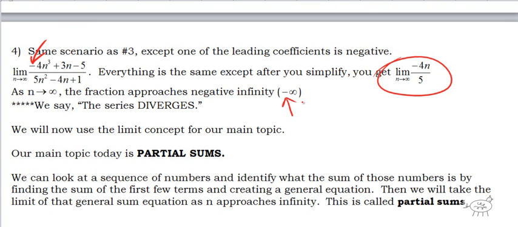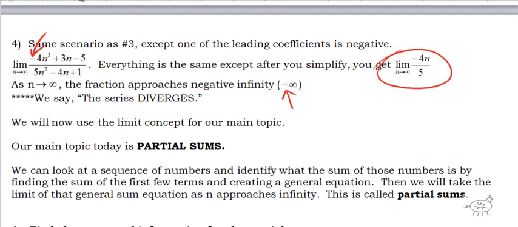So those are your 4 categories. You're either going to a number, if the degree is the same on the top and the bottom. You're going to 0 if the degree is bigger on the bottom. Or you're going to positive infinity or negative infinity if the degree is bigger on top, and then you have to look at what the sign is of that highest degree. And that'll tell you if it's going to positive or negative.